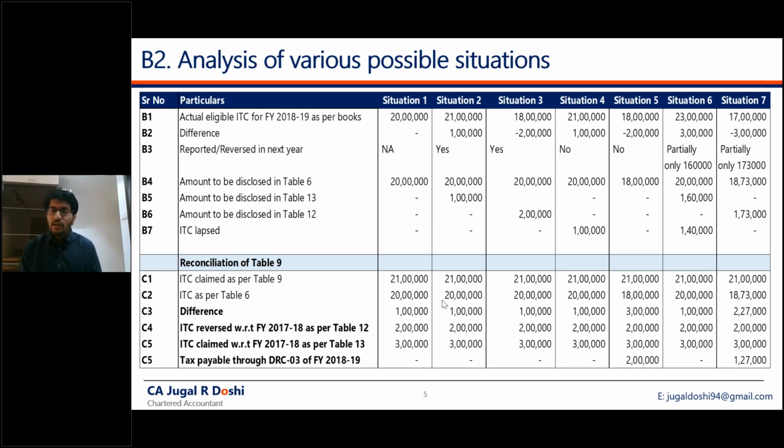In situation 7, actual eligible ITC is 17 lakhs. I have excess claimed 3 lakhs, out of which I have only reversed 1,73,000 in table 12. So again over here, I will report 18,73,000 in table 6. How I have arrived at this value is my actual eligible 17 lakhs plus 1,73,000 which is reversed in next year. So I will report 18,73,000 in table 6 as compared to 20 lakh claimed, and there is a difference of 1,27,000, which is the difference in ITC claimed as per 3B and as per GSTR 9, and tax payable on the same is 1,27,000 to be paid through DRC 03.